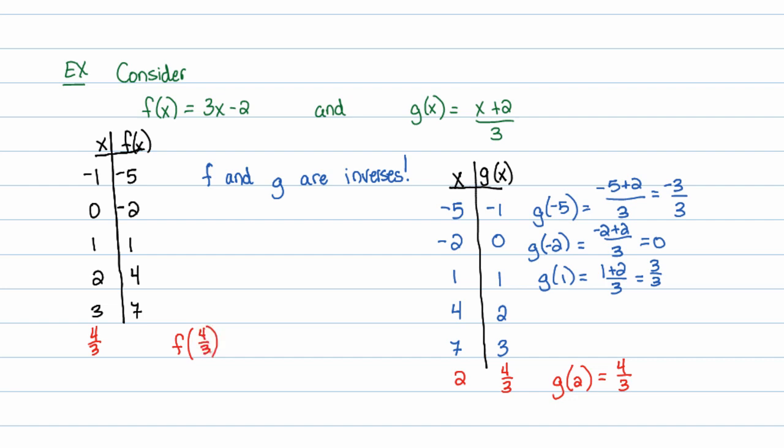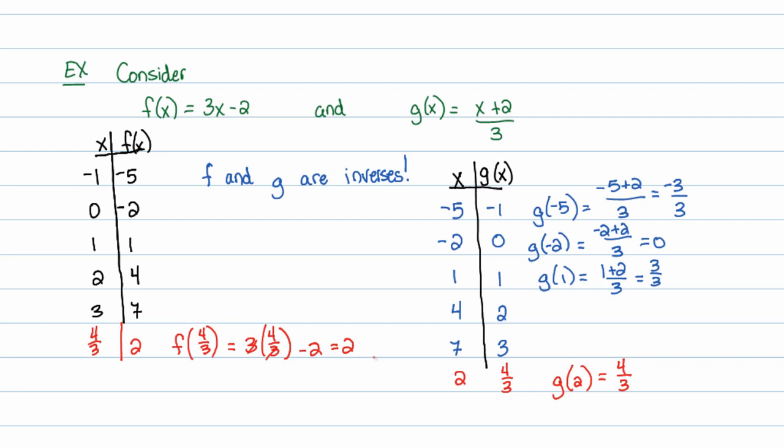So F of that output, which is now our input, 4/3. Let's see, that's 3 times 4/3 minus 2. The 3's cancel. 4 minus 2 is 2. And you see, I plugged 2 into G, got out 4/3. I plugged that output into F, I got out 2. So they undid each other. I plugged 2 in, went through both functions, popped back out as 2. They must be inverses. There you go.